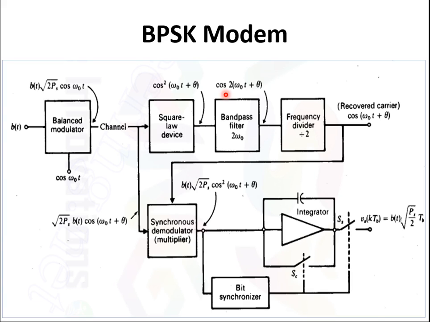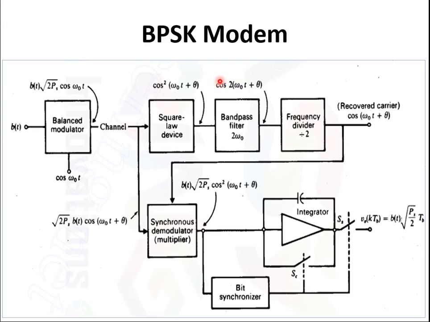So you will be getting cos 2 times omega naught t. But what is my interest? My interest is to get only cos omega naught t. I don't wish to have cos 2 omega naught t, because I am supposed to get the original carrier here in comparison with the modulated signal. So cos of omega naught t plus theta is what I wish to get. That's what I am doing.